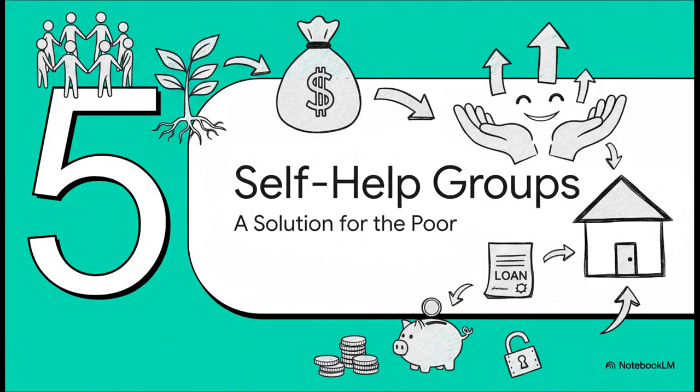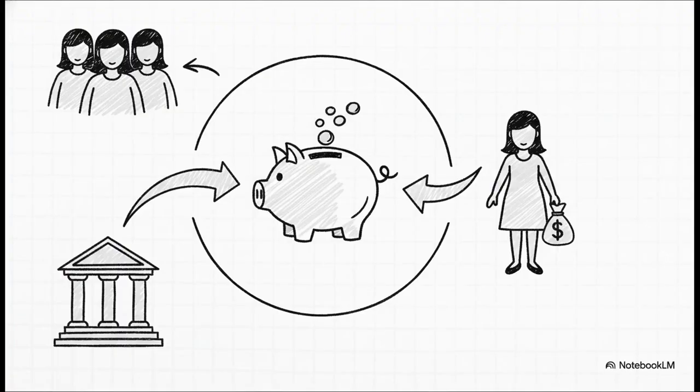So, we have a big problem. Poor people need credit, but they often can't get it from banks because they don't have collateral. So, what is the solution? The solution is a wonderful idea called self-help groups, or SHGs. Usually a group of 15 to 20 women in a village come together. They start by pooling their small savings regularly.